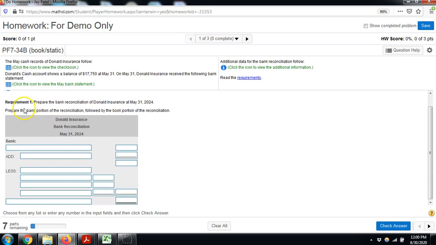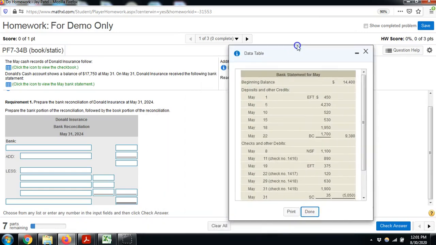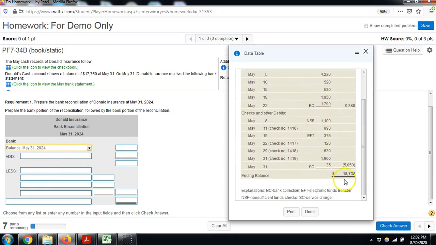It wants us to start with the bank side of it. So we have our bank statement that we're going to use as a starting point. So let's see, we have our bank statement here. We're basically going to start with the balance as of May 31st, 2024. So we start with this ending balance here.